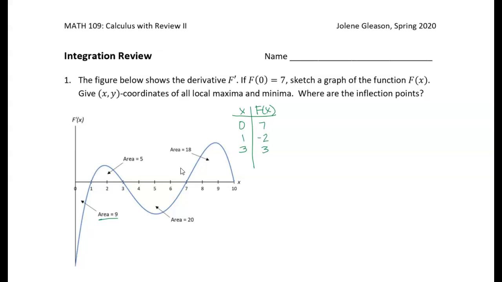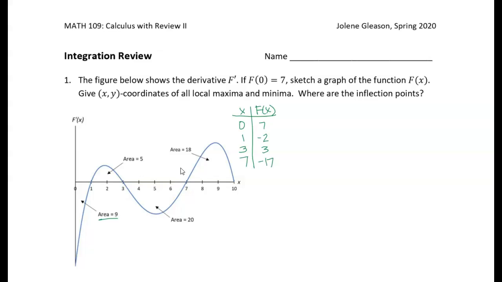So the next point we can find that's on the curve is at 7. We're just going to take the value of the function at 3 and add the integral from 3 to 7 to get the value of the function at 7. And the value of the integral is negative 20, right? The value of the integral is negative 20 because this area is below the x-axis. So we're going to subtract 20, which leaves us at minus 17.